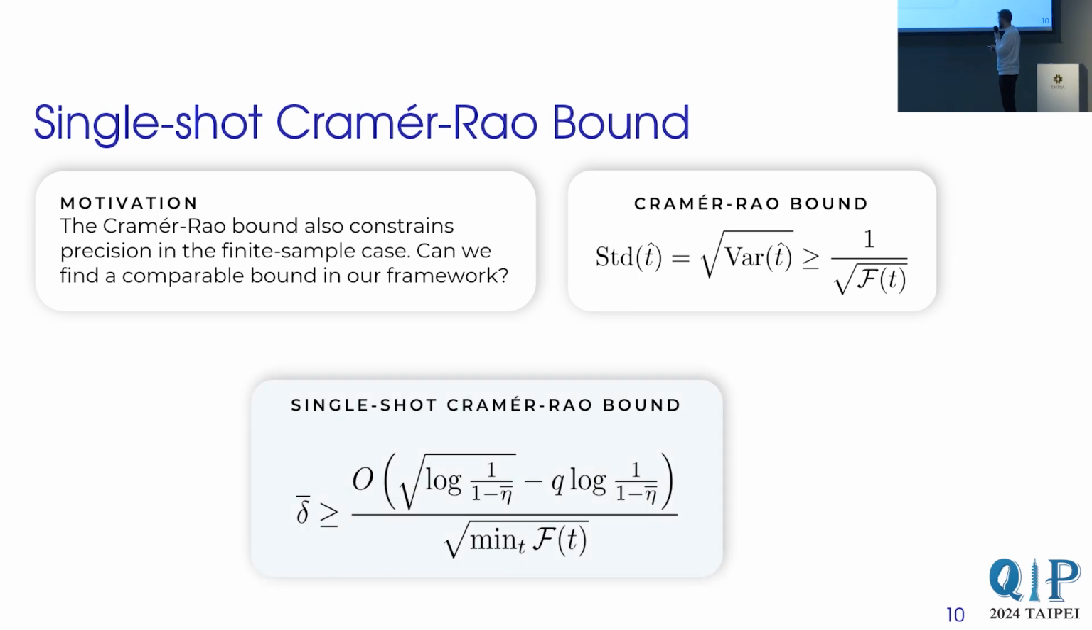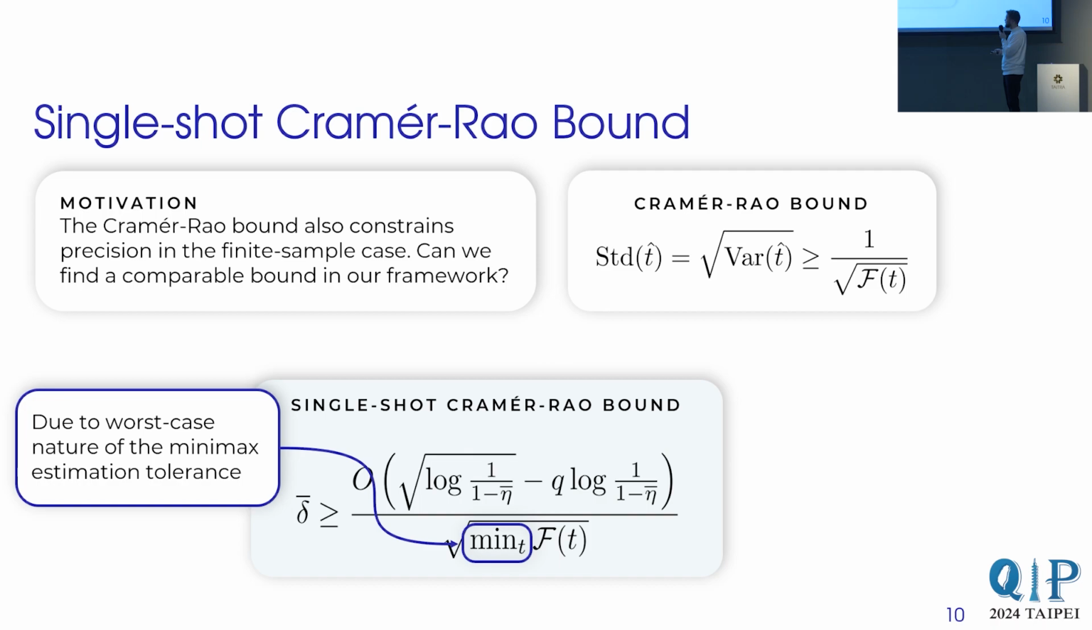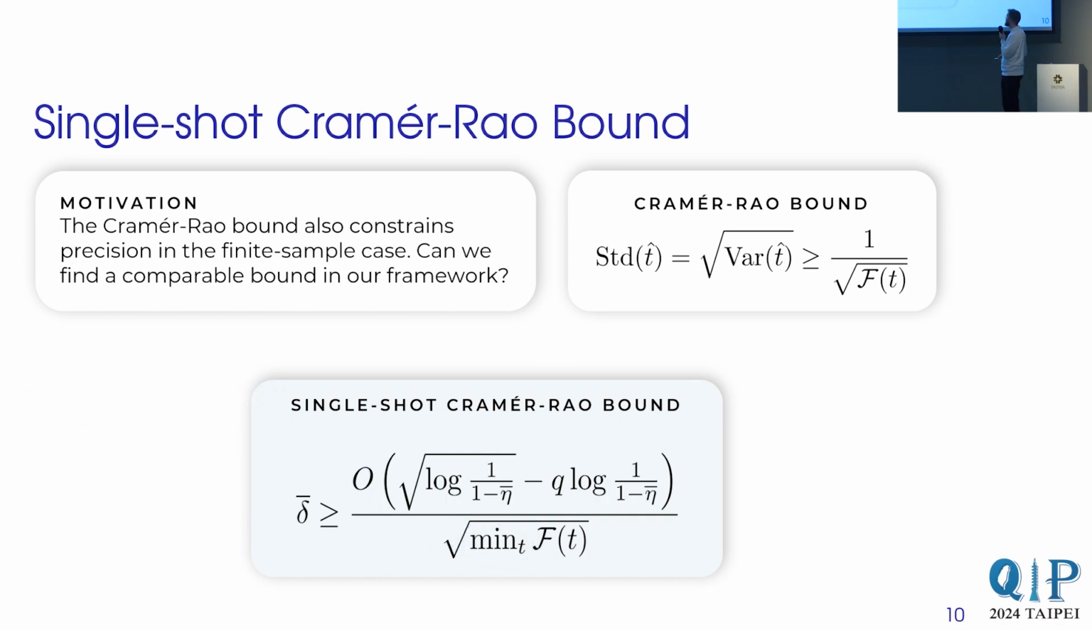So basically, we see that this minimax tolerance has a lower bound, now given by the minimal Fisher information. This is due to the worst-case nature of this minimax success probability, because it should really work on the whole parameter range that is allowed, for example, for a phase 0 to 2 pi. And then we also get this factor here, log 1 over 1 minus eta bar. So eta bar is the desired success probability, so this is the inverse probability of failure.